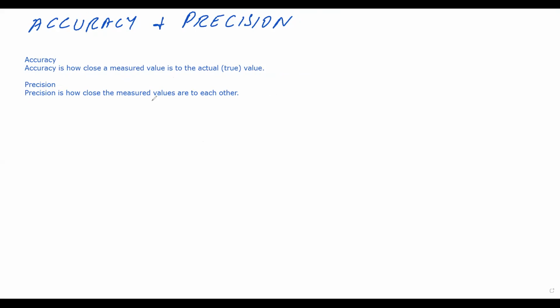So what is accuracy and what is precision? I've written the definitions here. Accuracy is how close a measured value is to the actual true value. Please take a few seconds to understand what this means. And then what's the difference from precision? Precision is how close the measured values are to each other. So these are two different terms. Take a second to understand these, and then I'll give you an example which will help you understand further.